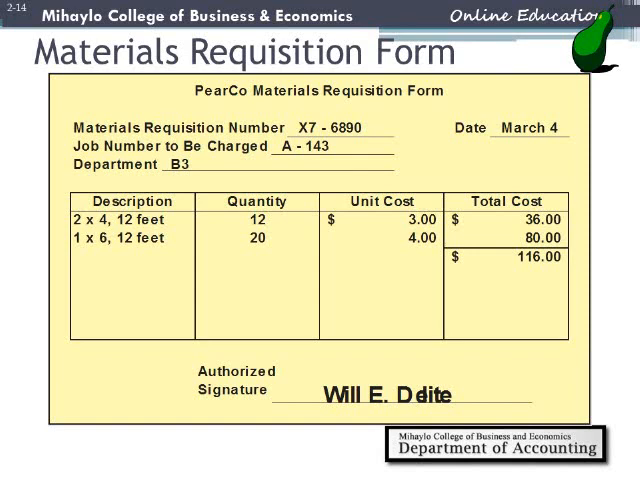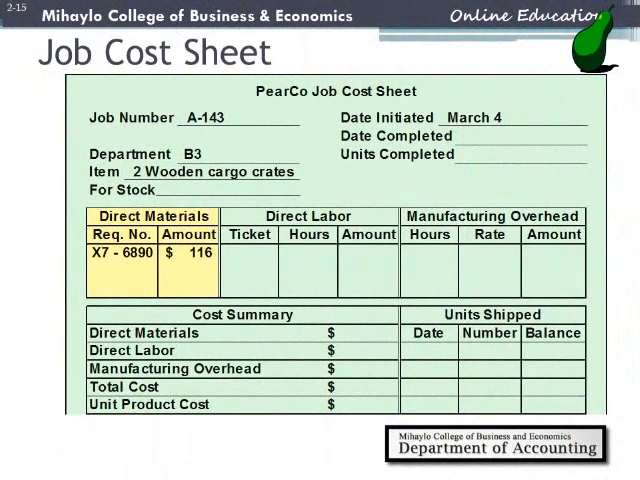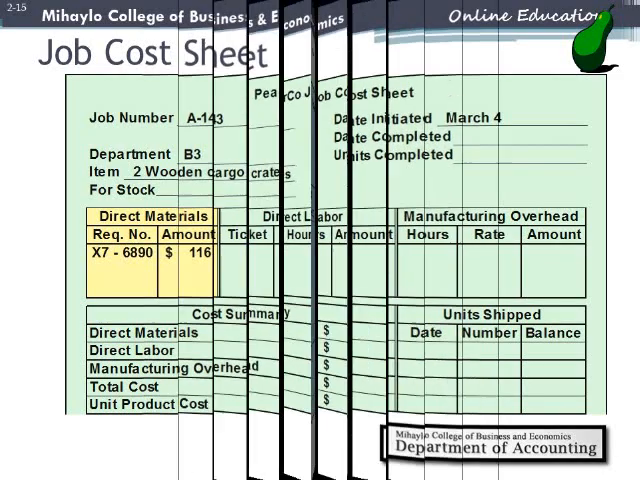For an existing product, the production department can refer to a bill of materials to determine the type and quantity of each item of materials needed to complete a unit of product. The accounting department records the total direct material cost, for example, $116, on the appropriate job cost sheet. Notice that the material requisition number, for example, X76890, is included on the job cost sheet to provide easy access to the source document.